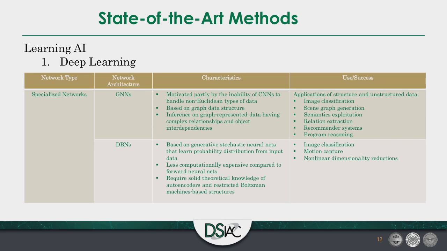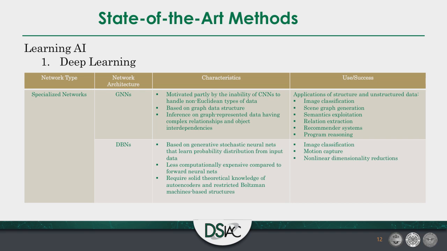Other specialized networks are the GNNs, and they are motivated partly by the inability of CNNs to handle non-Euclidean types of data. And again, GNN stands for graph neural networks. So they are based on graph data structures, which are heavily used in algorithms for path planning and that sort of problem domain. Inference on graph-represented data having complex relationships and object interdependencies are some of the characteristics of GNNs, and they have been successfully used in image classification, scene graph generation, as well as recommender systems and program reasoning.